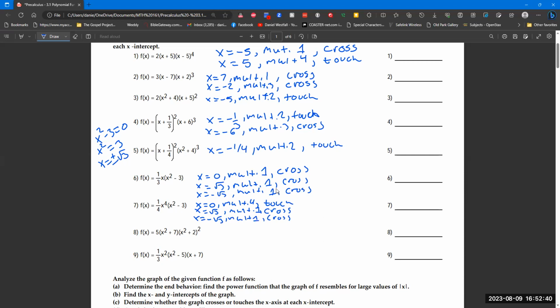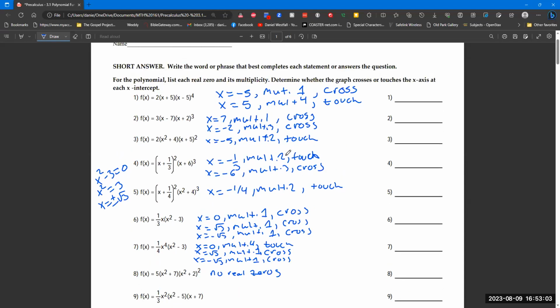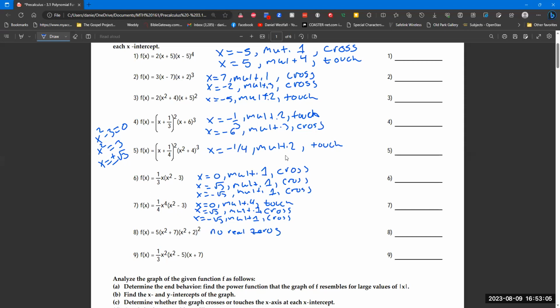No x's on the outside this time. This x squared plus 7 is an irreducible quadratic with complex solutions. This x squared plus 2 is an irreducible quadratic with complex solutions, so there's no real zeros for this. Let me just say there's no x-intercepts, since that's what it's asking about.